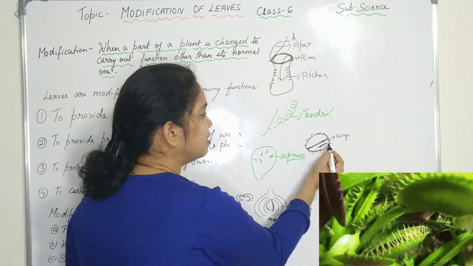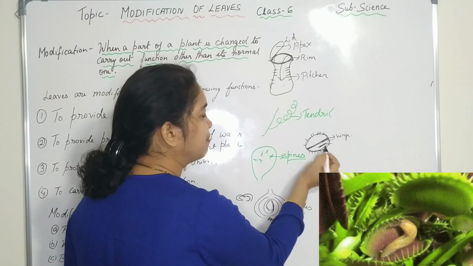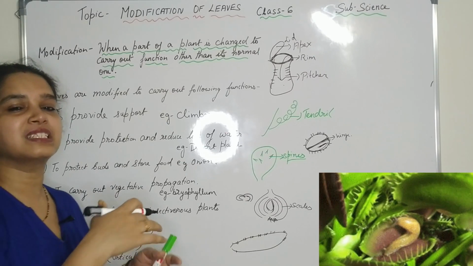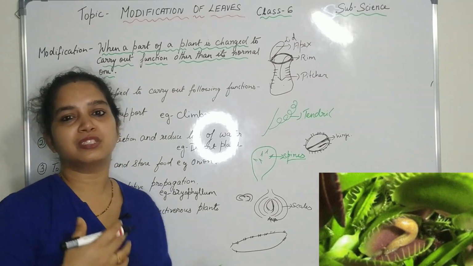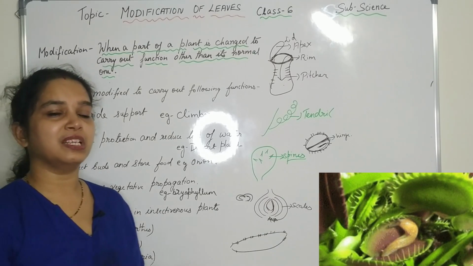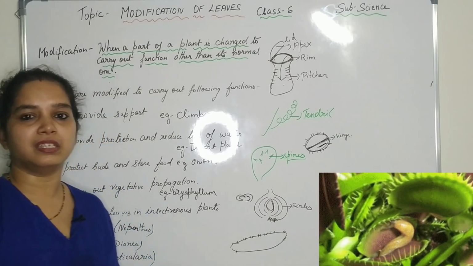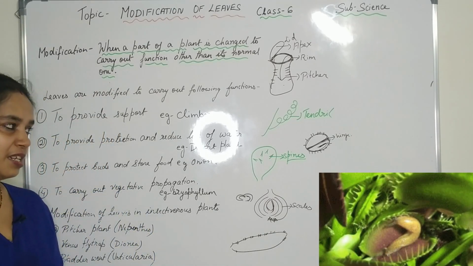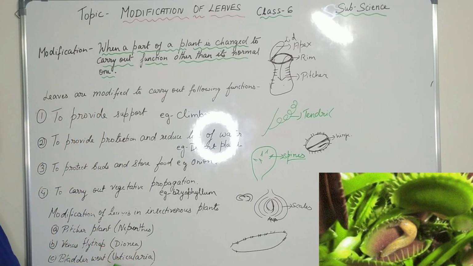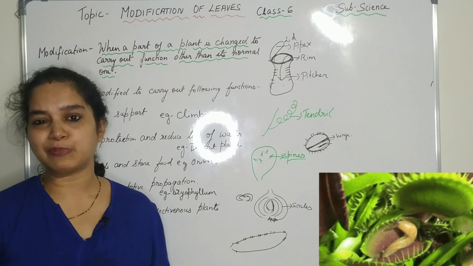So both sides of the flap close and the insect gets stuck inside, and the digestive juice is secreted and it is digested. That is, the protein content or the nitrogen content of the insect is digested. So this is all about the Venus flytrap, also called the snap trap.